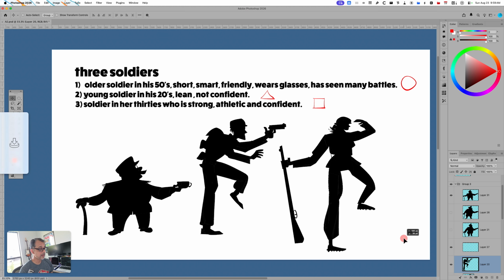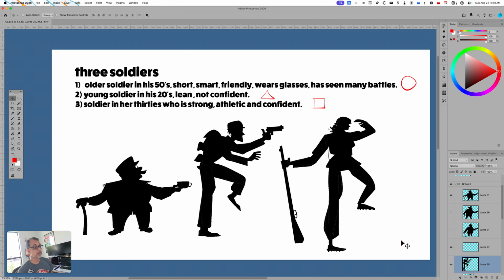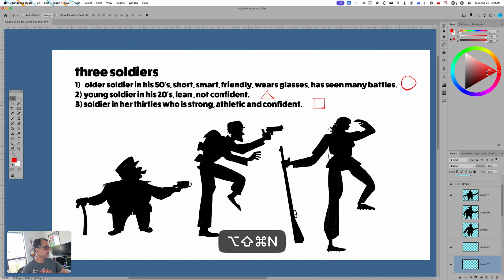And then we have the young soldier in his 20s. He's lean and he's not confident. Well, his pose does not look stable. It looks imbalanced. And if we look at the shape language for this character, we can see that there's almost like this triangular shape that's on his body. We can see triangles in other regions like his chin, his nose, right? They don't have to be literal triangles, but they're triangular in shape. There's a lot of angles for this guy that's in the middle.